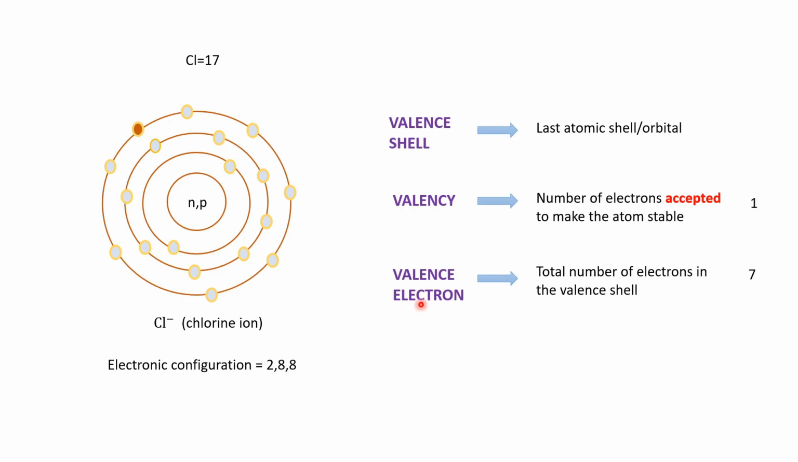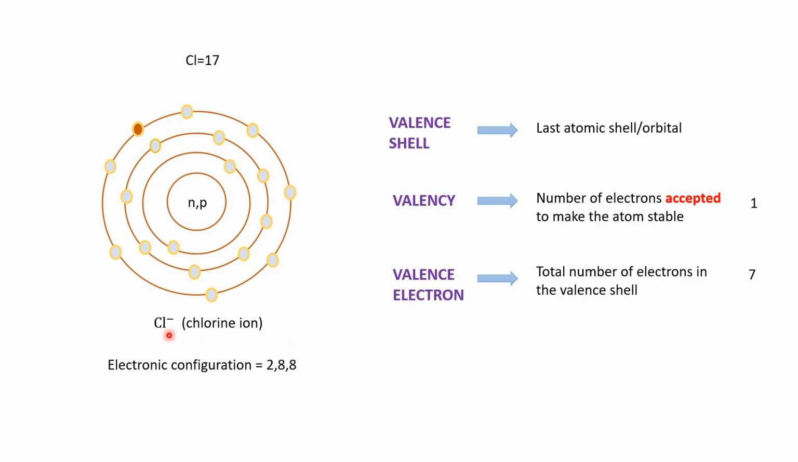As you have observed, in the previous example I have written the number of electrons donated, and in this example I have written the number of electrons accepted. So the basic definition of valency becomes that the number of electrons donated or accepted by an atom to make the atom stable is known as valency. So what happens with these ions? This chlorine has become Cl minus, and in the previous example where we had taken sodium, it has become Na plus.